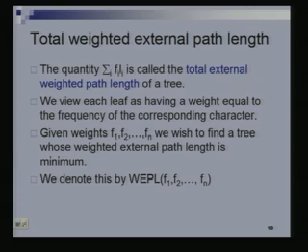And we will denote this minimum weighted external path length by this quantity, right? So given n leaves with weights f1, f2, f3, up to fn, build a tree, a binary tree, whose leaves will be these n leaves and which will have the minimum total weighted external path length. So we have managed to translate our question of finding an encoding such that the length of our encoded message is minimum, to that of designing an appropriate tree, right.